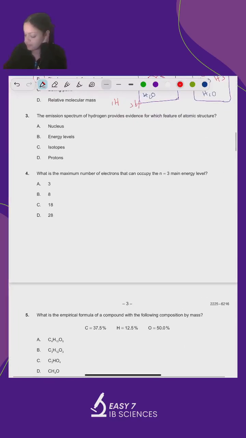Okay, next question. The emission spectrum of hydrogen provides evidence for which feature of the atomic structure? So emission spectrum of hydrogen provides evidence for which feature of atomic structure?